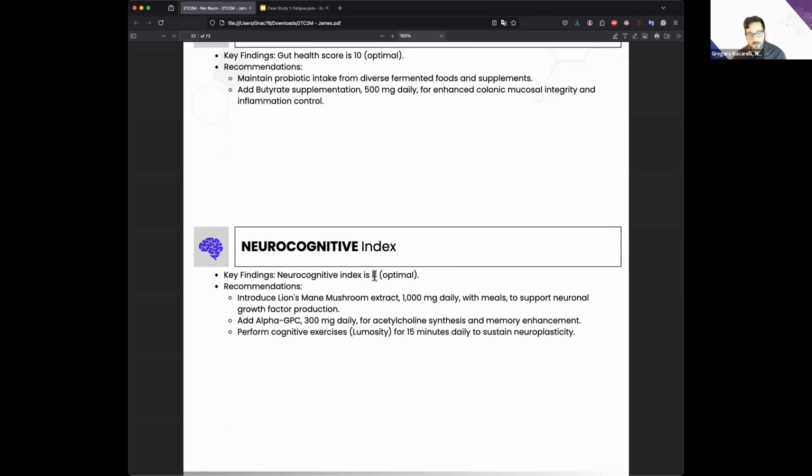Neurocognitive, he scored an 8. He still mentioned he had some neurocognitive concerns, so we could still make recommendations there. Really like lion's mane for so many different benefits, nerve growth factor, BDNF upregulating factor, so 1 gram daily there. Alpha GPC for acetylcholine synthesis, and then performing cognitive exercises just to challenge his brain to increase that neuroplasticity.